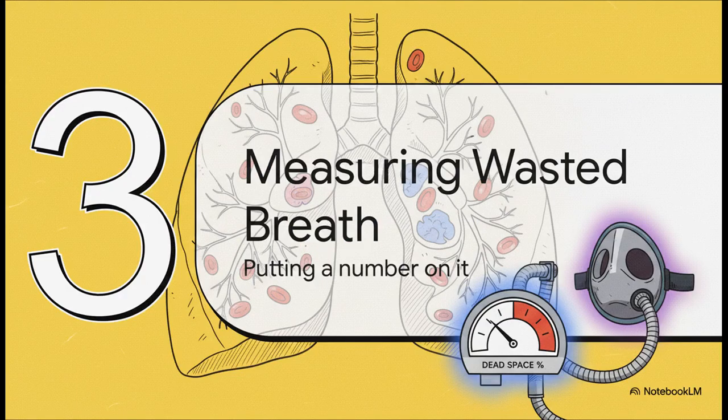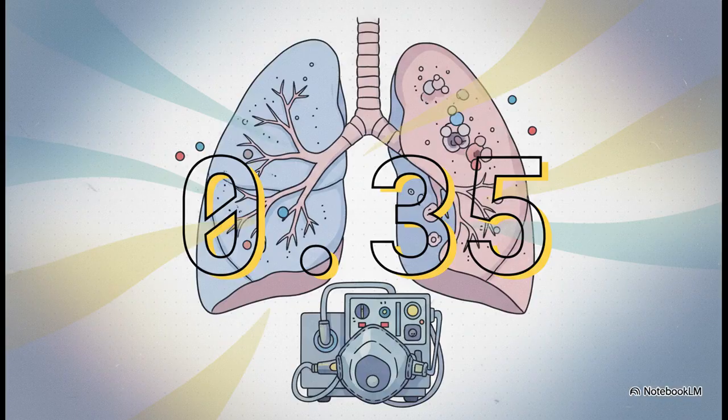All right, so we get it. This wasted breath is a real thing, but how do you actually measure it? I mean, how do doctors put a number on how inefficient someone's breathing is? Well, what clinicians look at is something called the dead space fraction. And for a healthy person, that number is usually somewhere between 0.2 and 0.35. So what does that mean in plain English? It means that 20 to 35% of every single breath you take is dead space. It's just built into the system. It's part of the design.